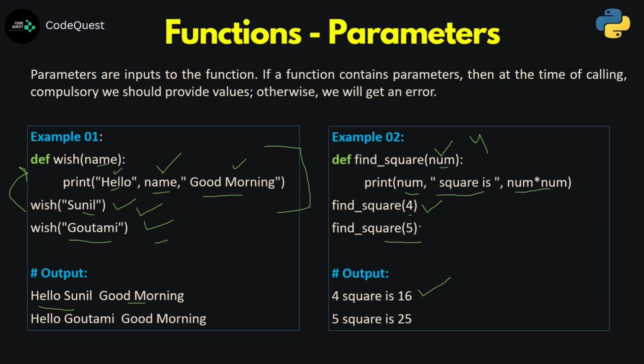Now this is another one calling the same function once again with a value 5. So now this num value is going to be 5. So again this is going to execute like 5 square is 5 into 5, that is 25.